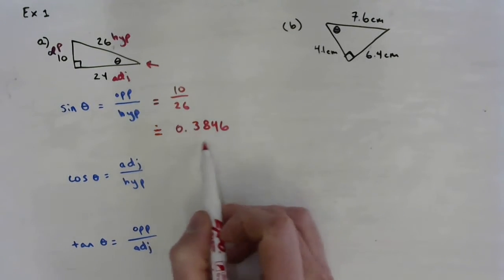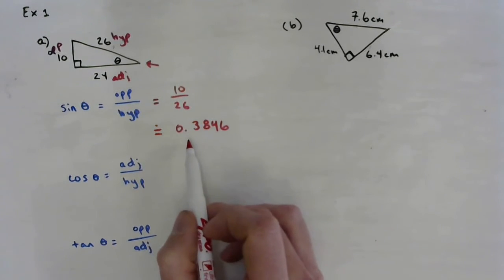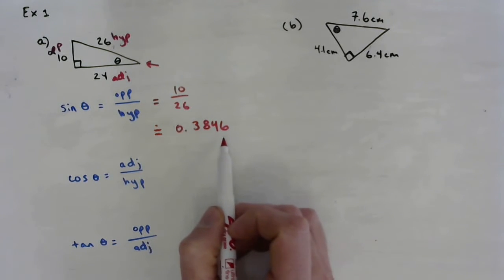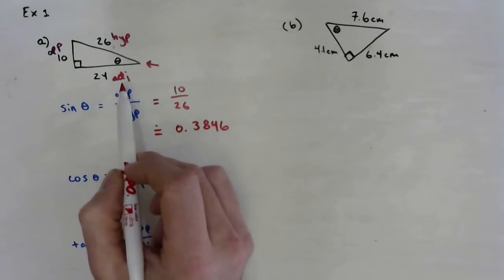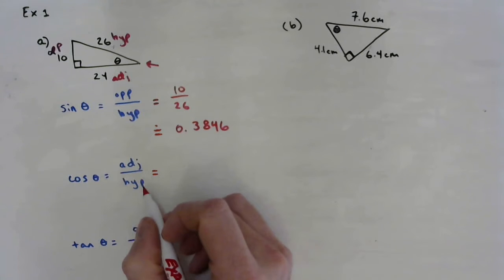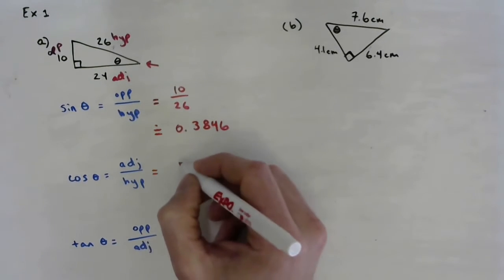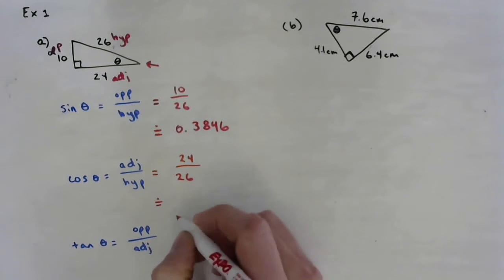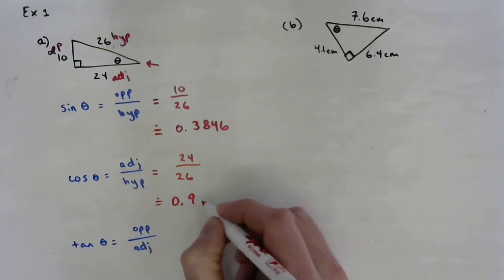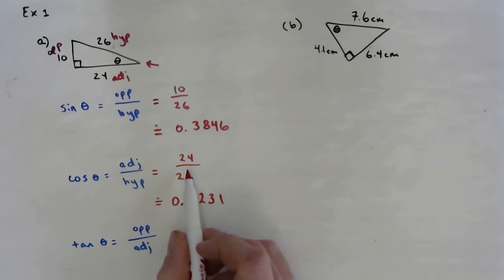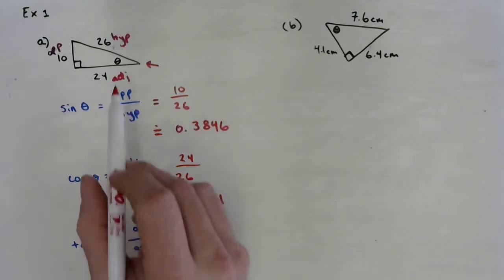You plug it in. Now, don't get tricked: this number is still a ratio. 0.3846 is the ratio of opposite over hypotenuse. Next one, cosine is adjacent over hypotenuse. Adjacent, 24. Hypotenuse, 26. Chuck it in your calculator, round to 4 decimal places. Please do this in your calculator so that you can make sure that you're getting the right numbers. That's 0.9231.